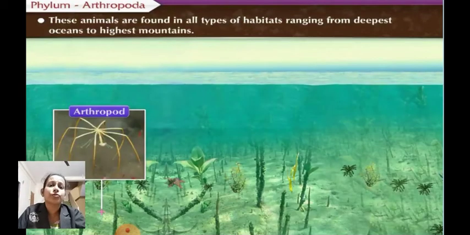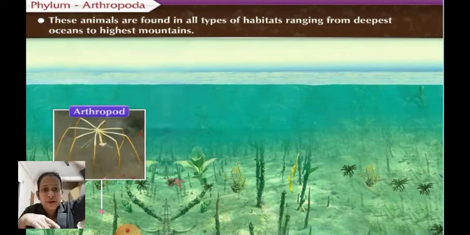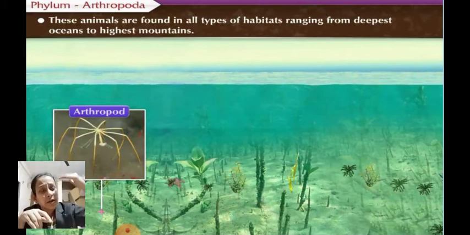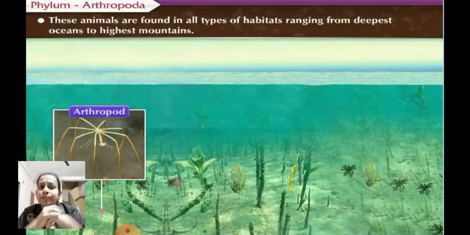So you can see over here the animals are found in all types of habitats, ranging from deepest oceans to highest mountains. Imagine the ocean, and that too the deepest, nobody can survive. Why? Because there is a lot of pressure above. If anybody goes inside, they cannot go very deep, because the pressure of the water goes on increasing as you go deeper and deeper. As well as there is a low amount of oxygen, sometimes no oxygen, and no light conditions also, right? So nobody can survive there, but arthropods can survive. This is one of the peculiarities.